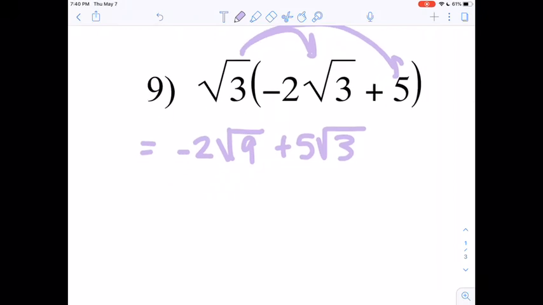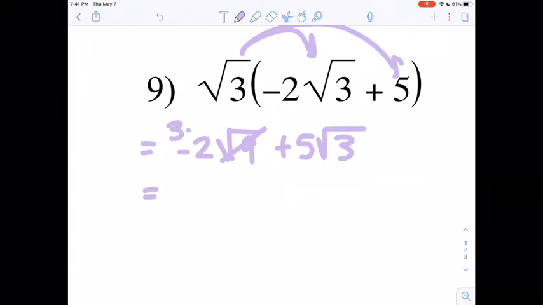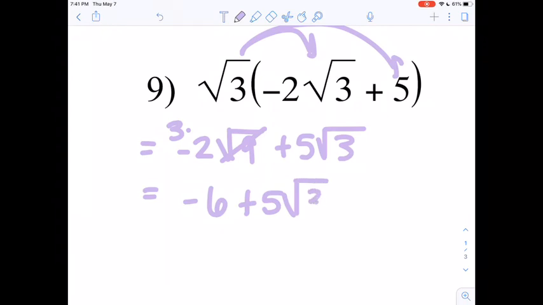The square root of 9 is 3. Do not leave a 3 inside of the radical. When you take the square root of a number, it's gone. No part of it is left inside of the square root. So the square root of 9 is 3, and it's got to multiply by that negative 2. So that's negative 6 plus 5 root 3.